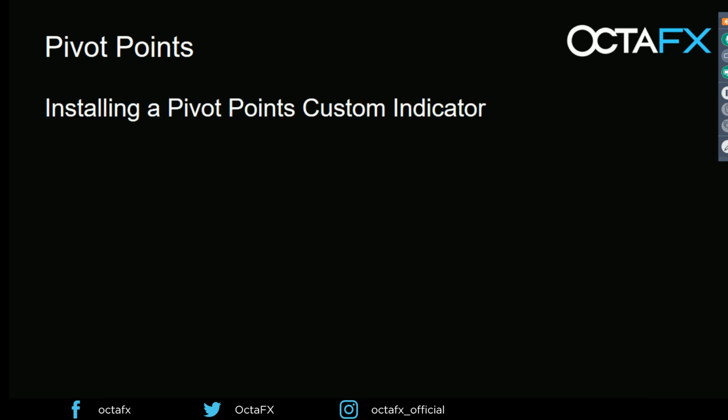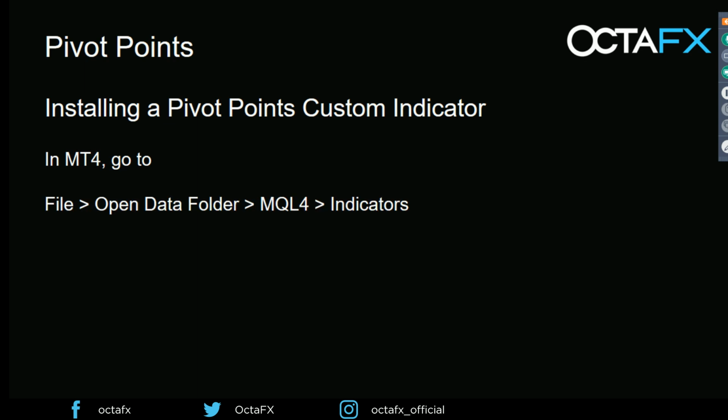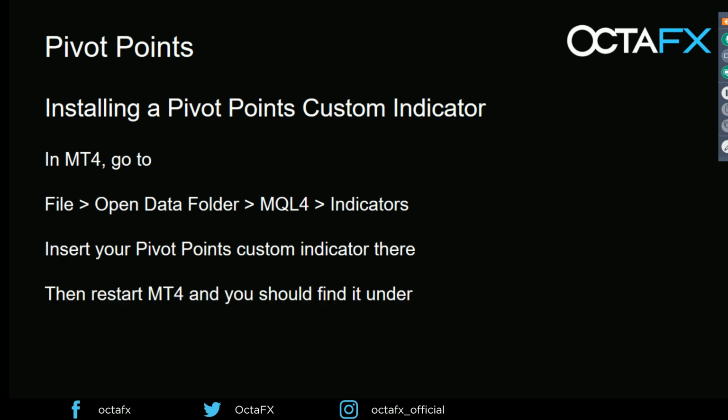Let's talk quickly about installing the pivot points custom indicator in MT4. In MT4, go to File, open Data Folder, MQL4, and then Indicators, and then you can just drag your pivot points custom indicator into that folder. Then you just need to restart MT4, and you'll find it.